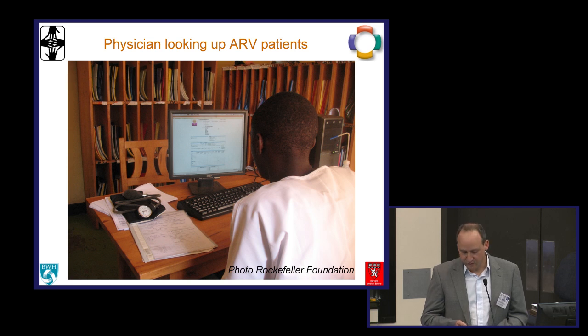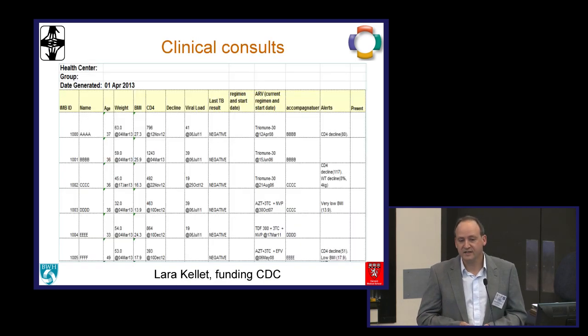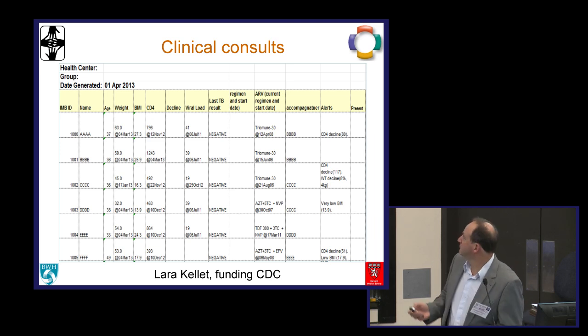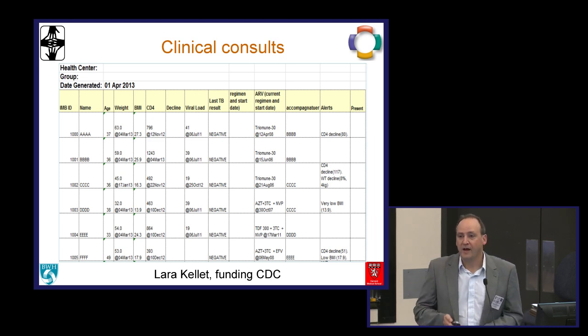We also use consult sheets, and in fact, from the earliest stages in 2005, we've been printing out these sheets, and there's really a row for each patient. And before the clinic, they have these sheets, and they can look at those. And you can see, for example, that there are little alerts here that warn people about declining CD4 count or low body mass index. And this information is actually pretty important, and I'll come back to how we're using that.